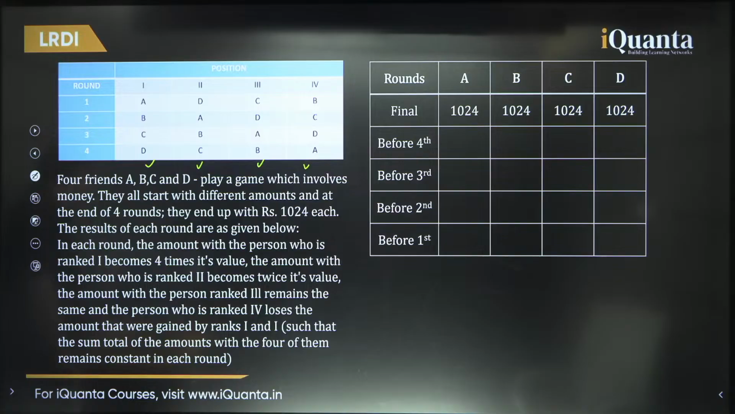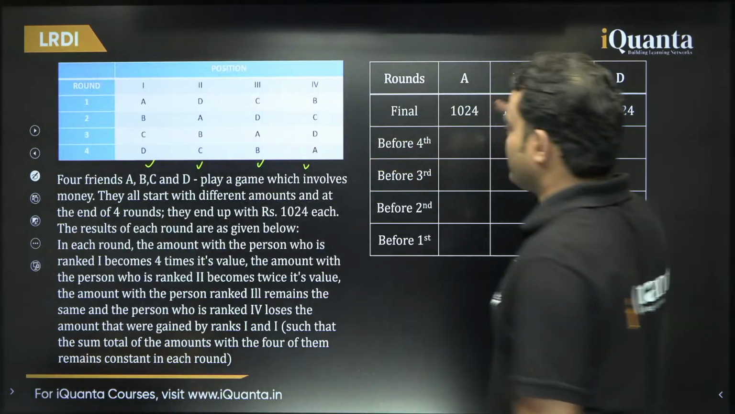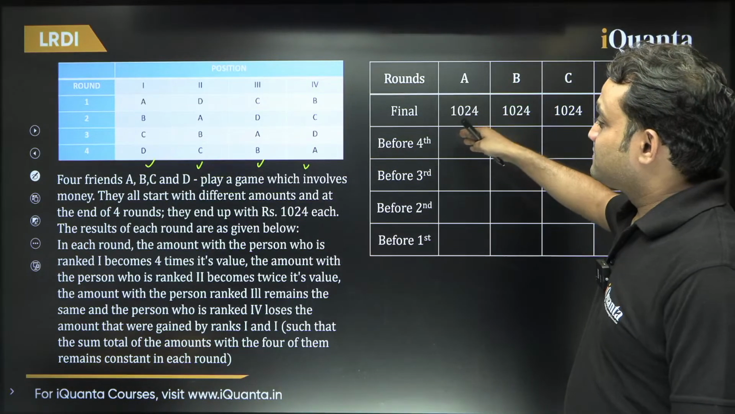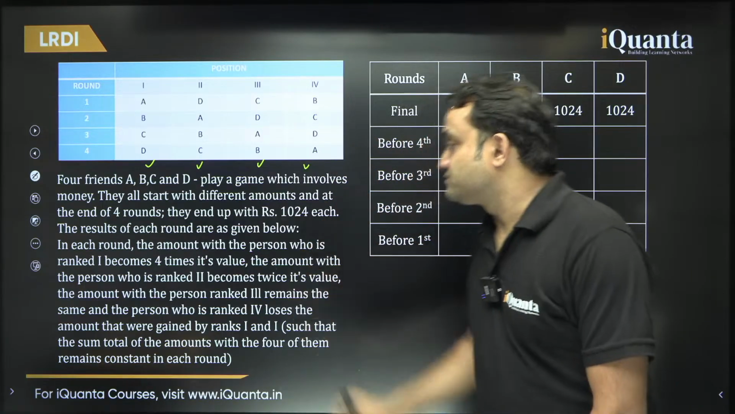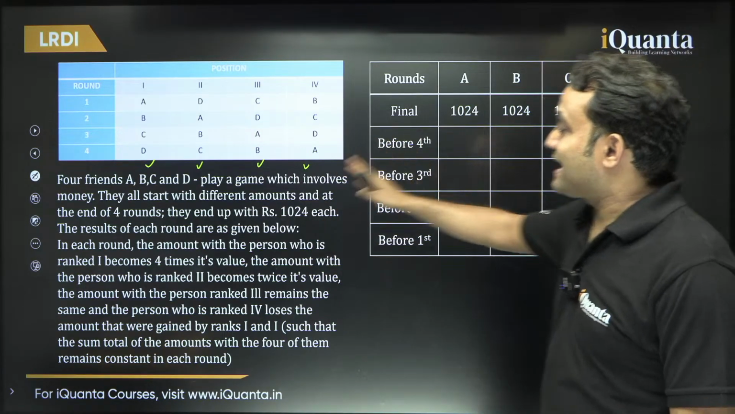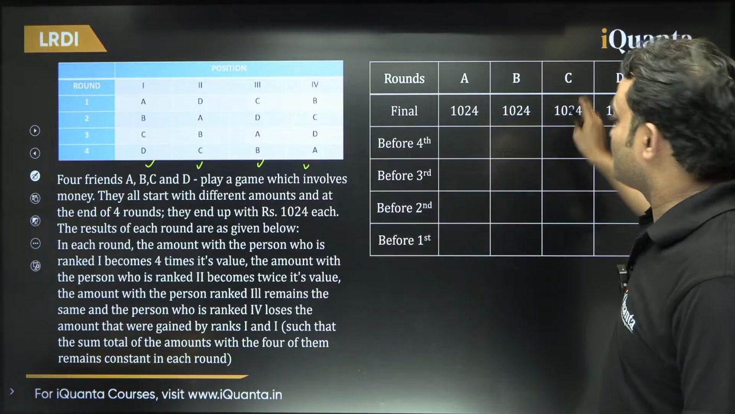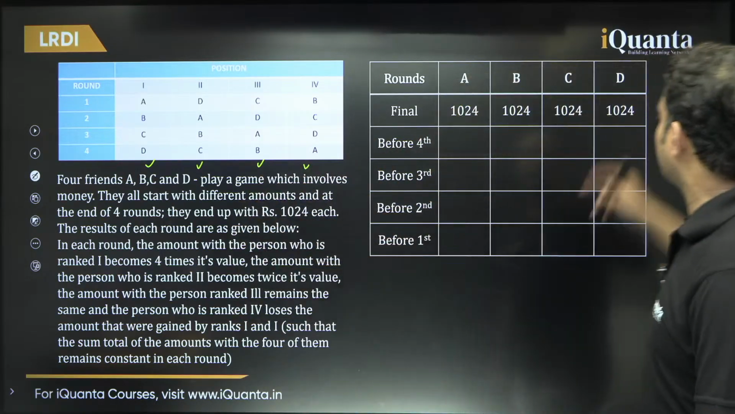What will be the amount with each of them just before the final amount, right? So the final amount with A, right? A was ranked 4th, B was ranked 3rd, C was ranked 2, D was ranked 1.